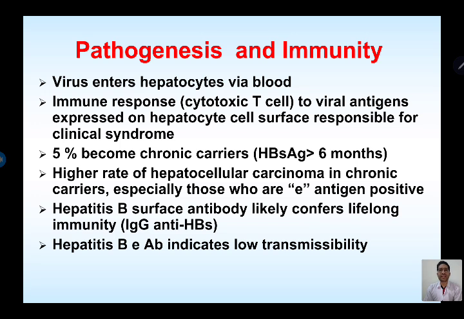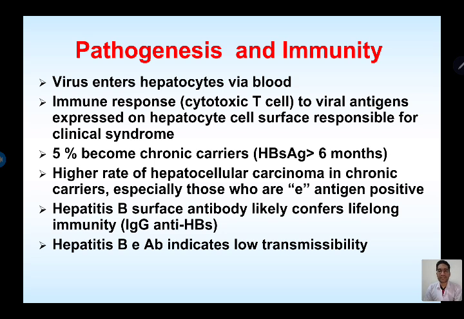Pathogenesis and immunity. The virus can enter the hepatocyte via the blood. The immune response of cytotoxic T cells to viral antigens expressed on the hepatocyte cell surface is responsible for the clinical syndrome. Five percent become chronic carriers, with hepatitis B surface antigen present for greater than 6 months. There is a high rate of hepatocellular carcinoma in chronic carriers, especially those who are E antigen positive.